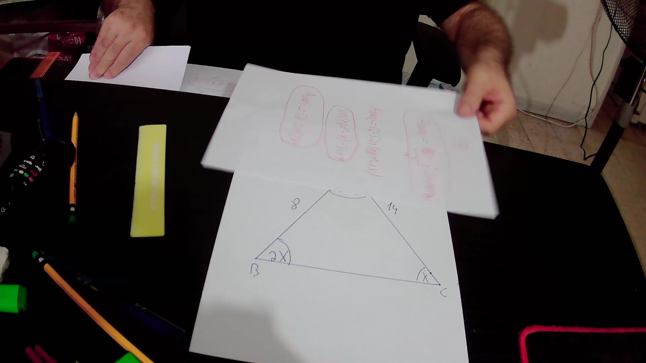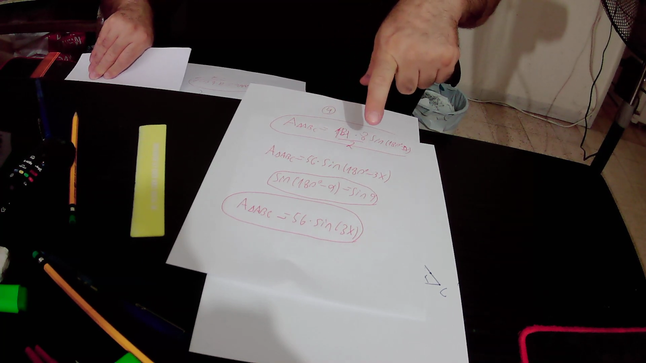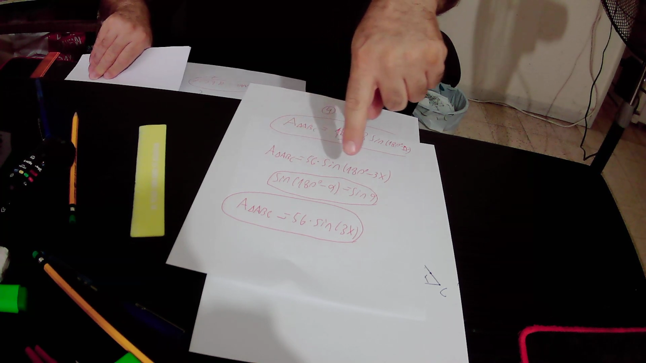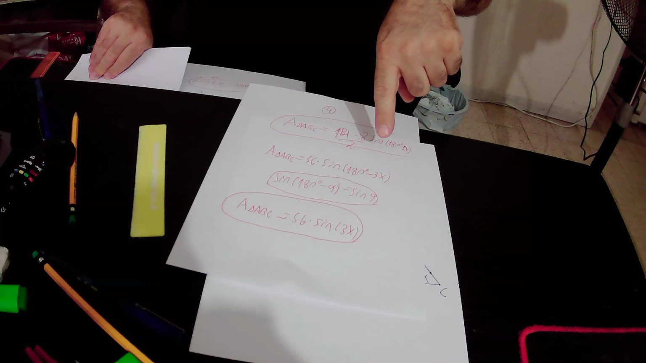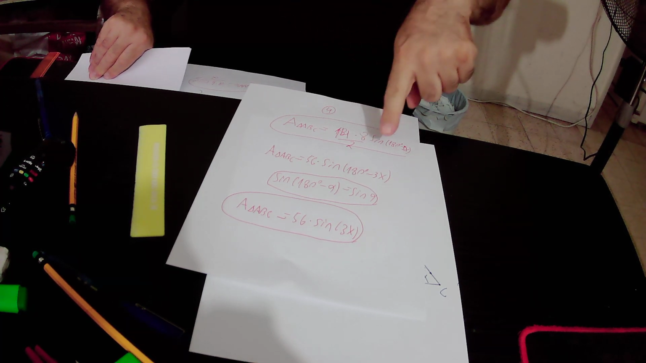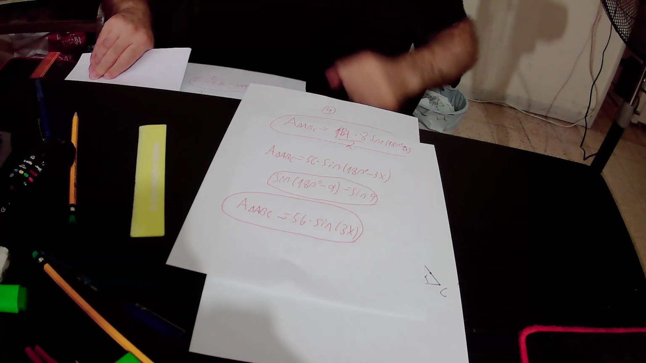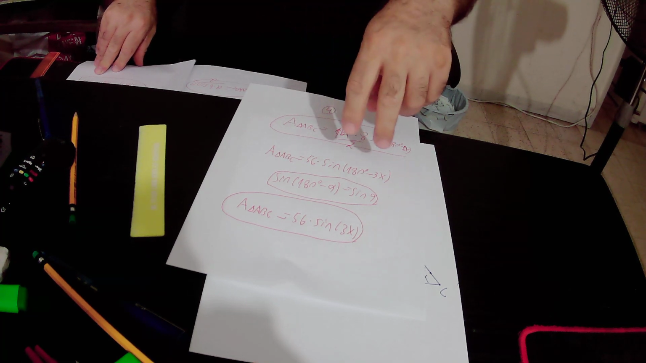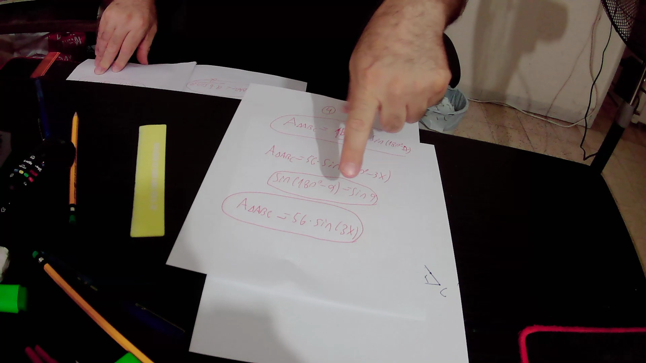So the area of triangle ABC: 14 over 2 is 7, and 7 times 8 is 56, times sine of 180 degrees minus 3x. We know the identity that sine of 180 degrees minus alpha equals sine alpha, so instead of sine of 180 degrees minus 3x, we can write sine 3x because they are equal according to this trigonometric identity. So the area of triangle ABC equals 56 times sine 3x.